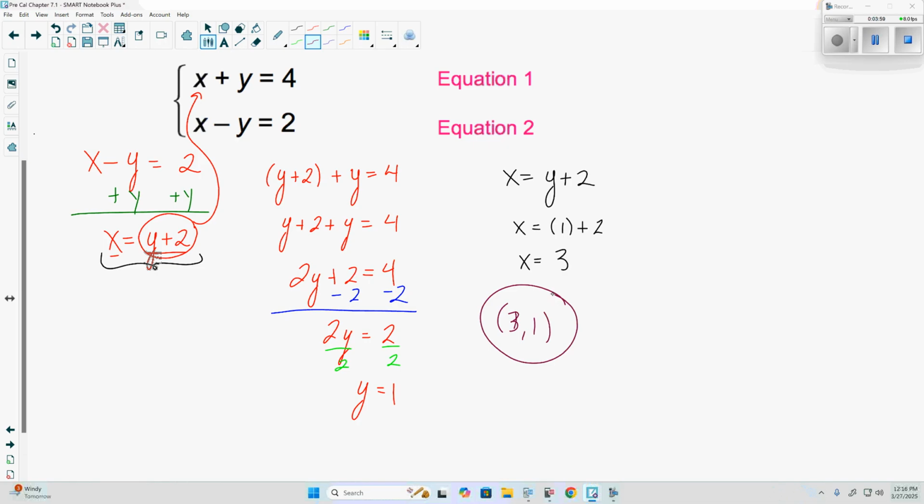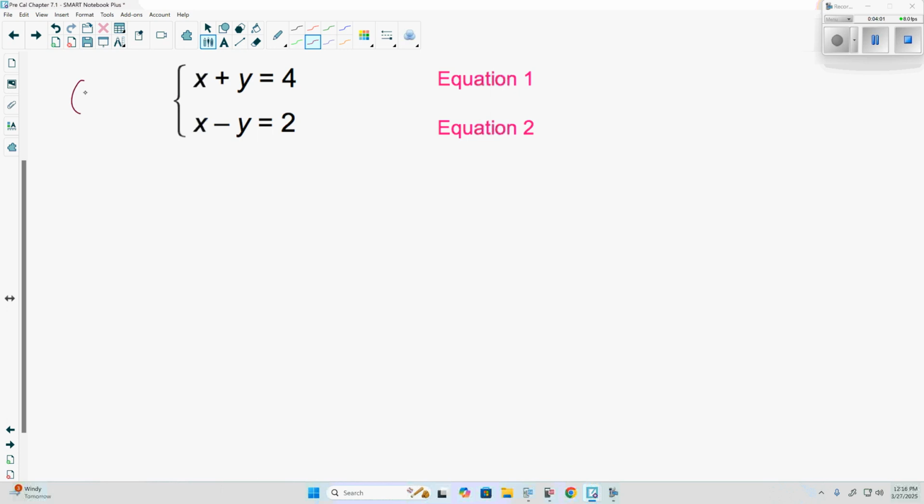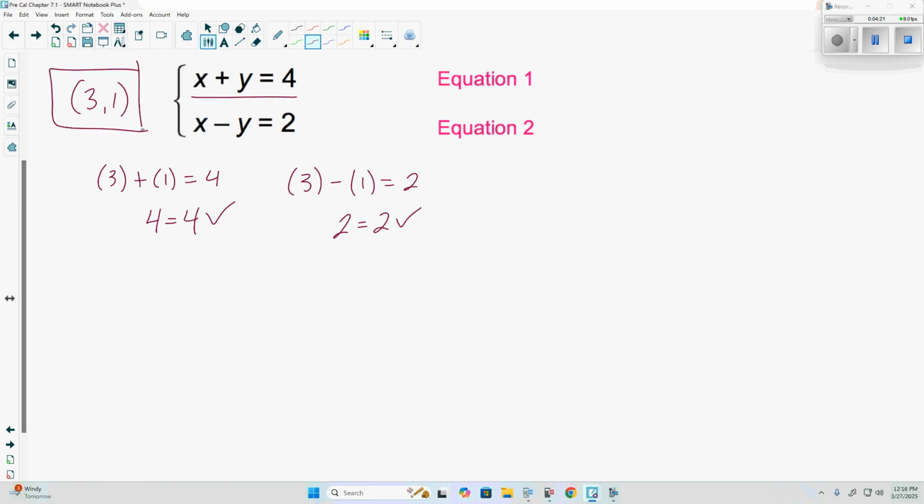And if we wanted to check it, all we have to do is take the point (3, 1) and plug it back in. In the top equation, we'd have 3 plus 1 is equal to 4. Well, yes, 4 is equal to 4. And in the bottom equation, we'd have 3 minus 1 is equal to 2. Well, 2 is equal to 2, telling us that the point (3, 1) is the solution for the system of equations.